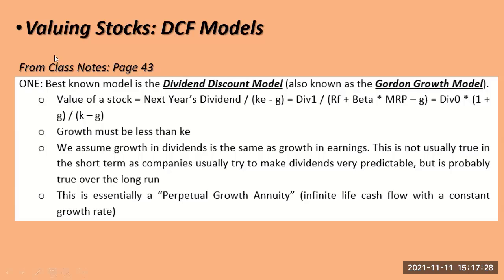So how will you get a negative number? You get a negative number if your growth rate is greater than K. Does that mean the stock's worth negative? No, it means the stock's worth infinity. It's just this model can't account for infinity. So if your growth rate is greater than your discount rate, the stock is worth infinity. Do you want to have a stock on paper four that's worth infinity?